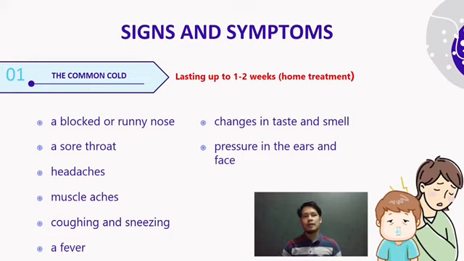Next, we will look at the signs and symptoms of upper respiratory tract infections. First, we have the common cold. The signs and symptoms of the common cold are a blocked or runny nose, a sore throat, headaches, muscle aches, coughing and sneezing.